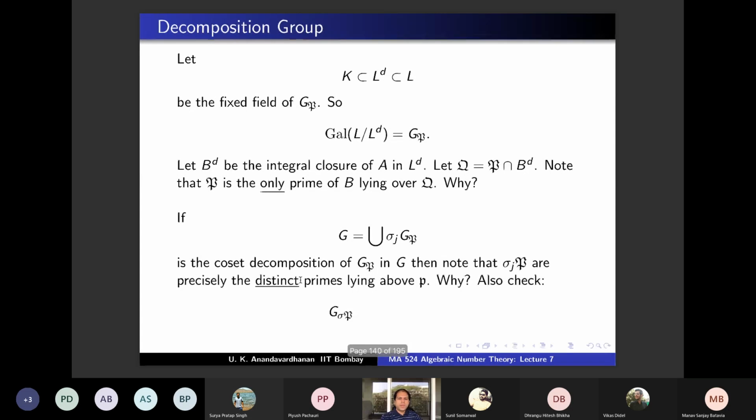Also check the following, that this is easy. You consider sigma P and consider its decomposition group. The decomposition group is defined for every prime. So if you consider this prime sigma P, what will be its decomposition group? Take a guess, and most likely your guess may be right. The answer has to be in terms of GP. Can you take a guess what this is? Of course, you can work it out, and then you will get the answer. But without working it out, can you take a random guess?